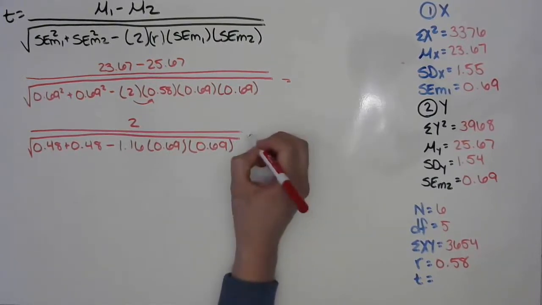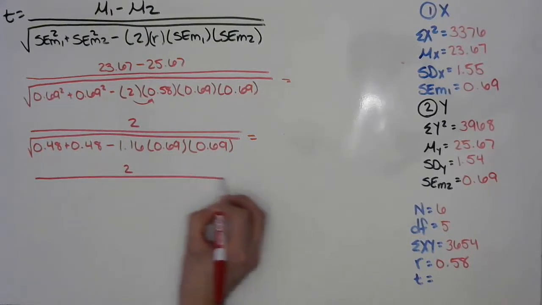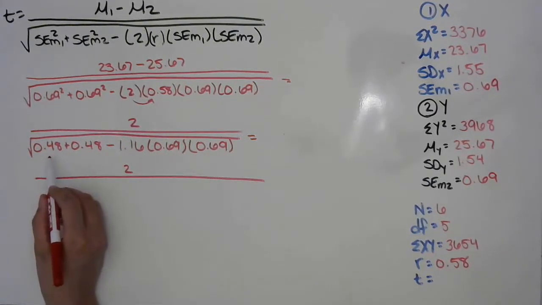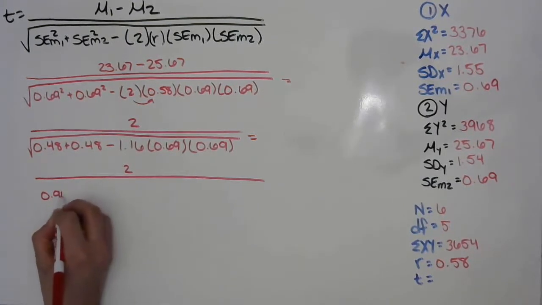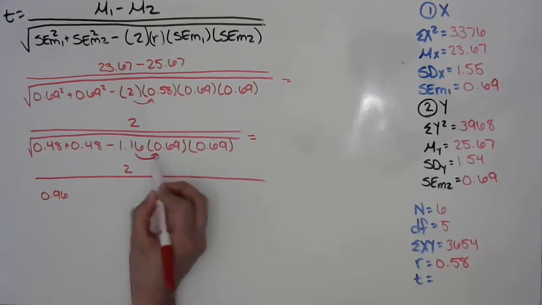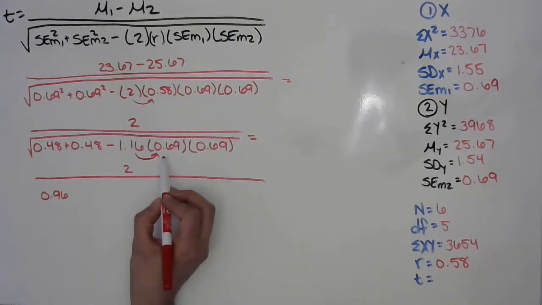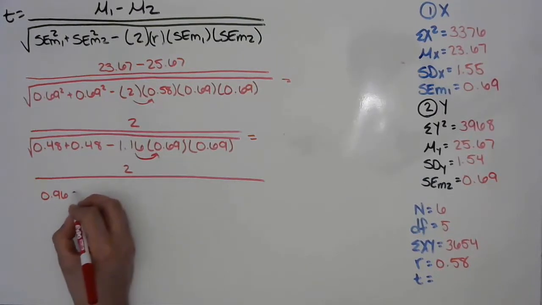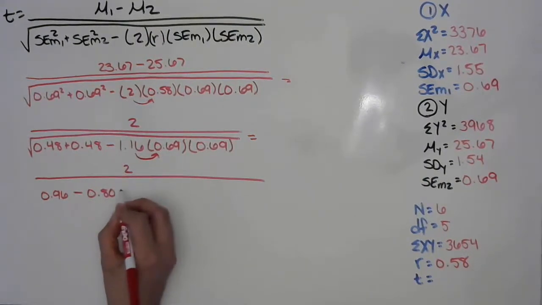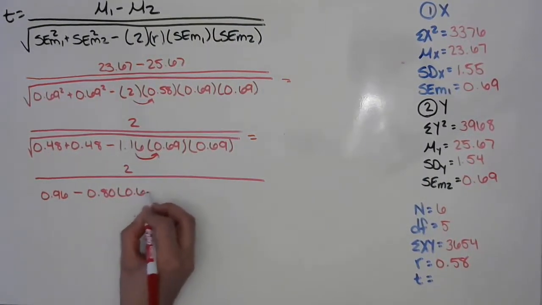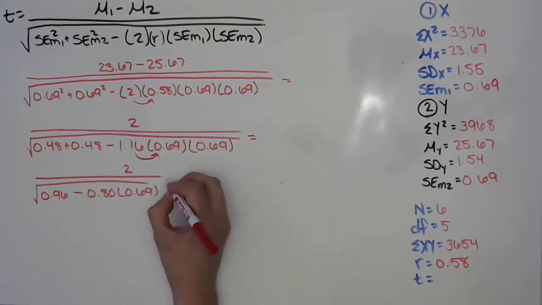Okay. Then let's go ahead and add these two together. So 0.48 and 0.48 is going to give us 0.96. And then let's go ahead and do these two right here. So we're going to multiply 1.16 by 0.69. And that is going to give us 0.80, and then we're going to multiply that by 0.69 and square root all of that. Got a lot of extra room here.